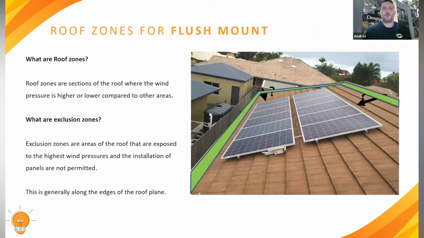All right, I'm going to start covering roof zones for flush mounts. What are roof zones? Basically, roof zones are sections of the roof where the wind pressure is higher or lower compared to other areas. This is because the wind doesn't interact the same way and the pressure is not the same all over the roof on the systems when we install them flush. So what are exclusion zones? Exclusion zones are areas that we're not allowed to install. Either they are exposed to the highest wind pressures or they're simply not permitted to install. This is generally along the edges of the roof plane.